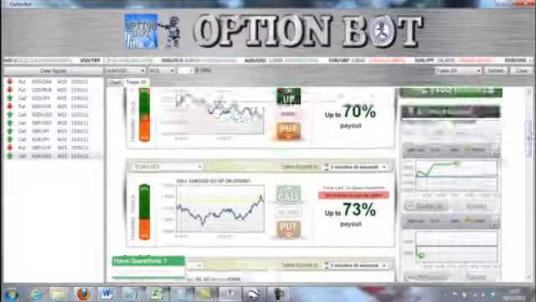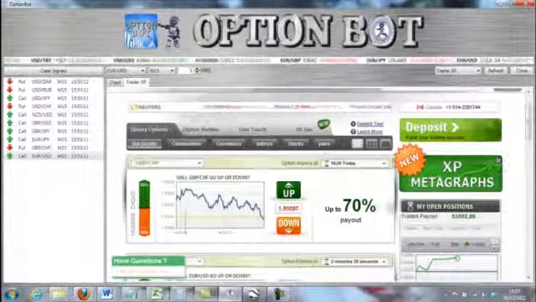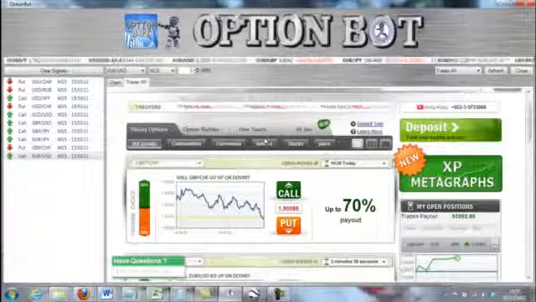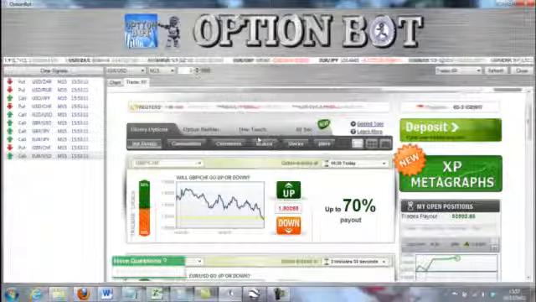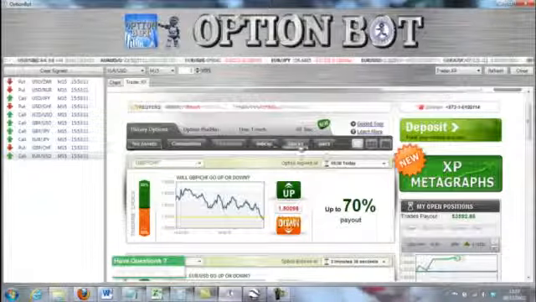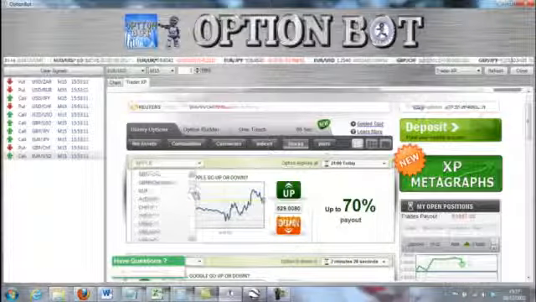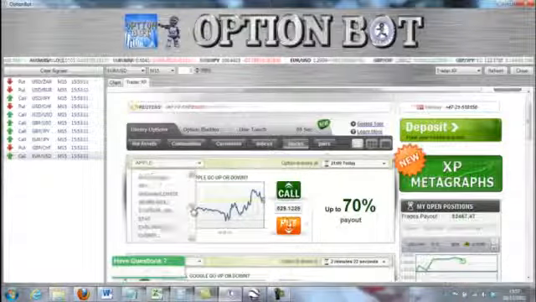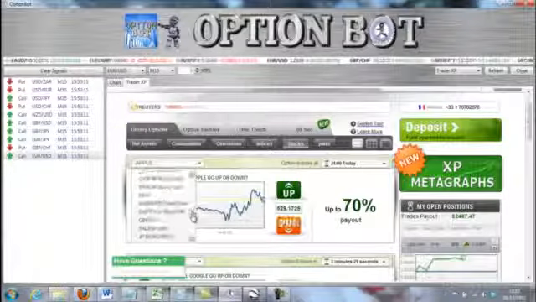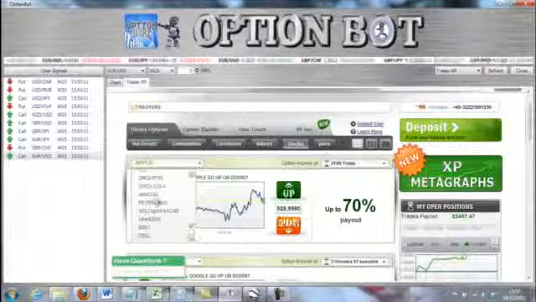So what I'm going to do is see if I can do that on Trader XP. After all, if you look at the auto binary bot video, they do tell you to trade on Trader XP. So what would that be? That would be stocks, Amazon. There we go.